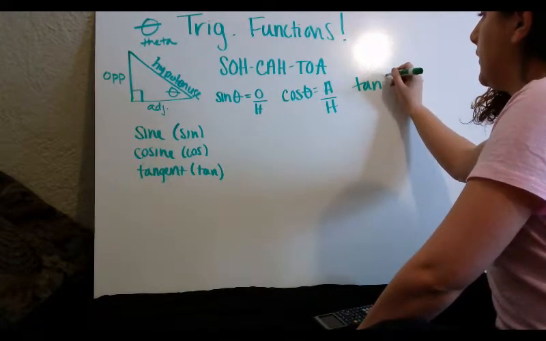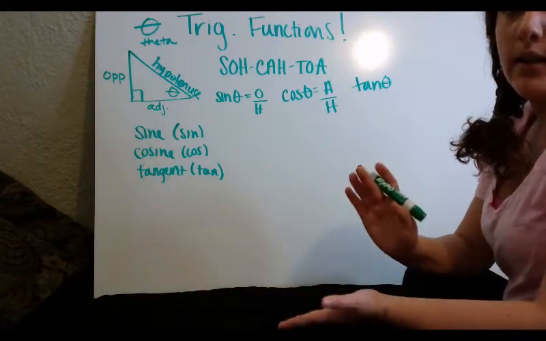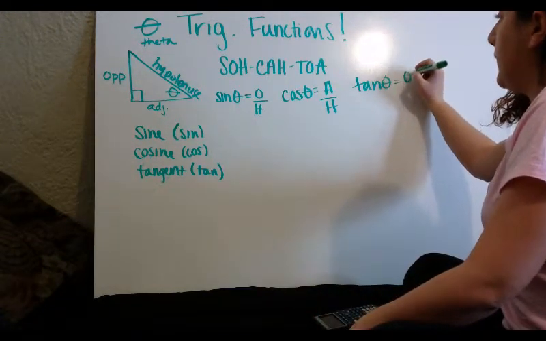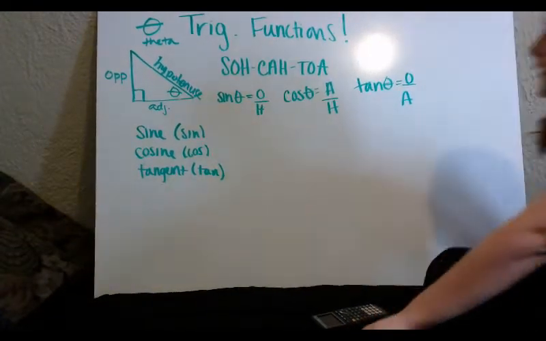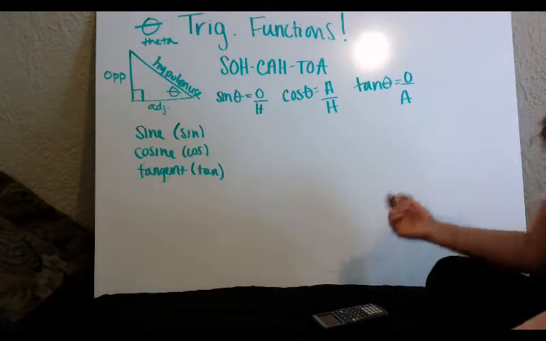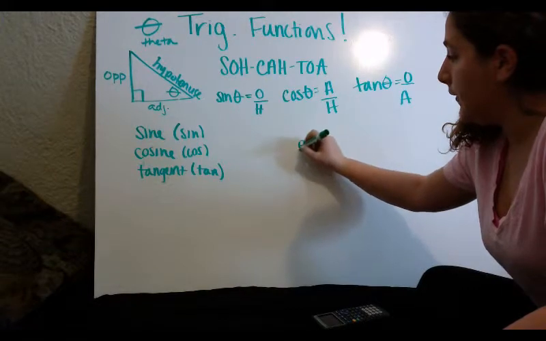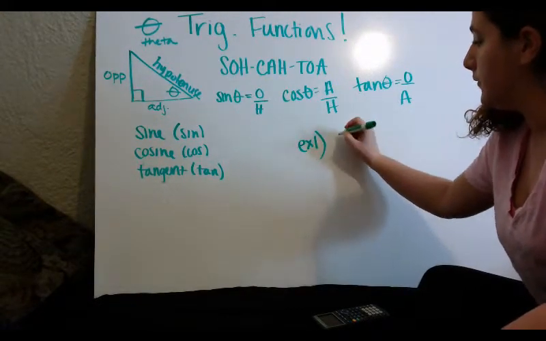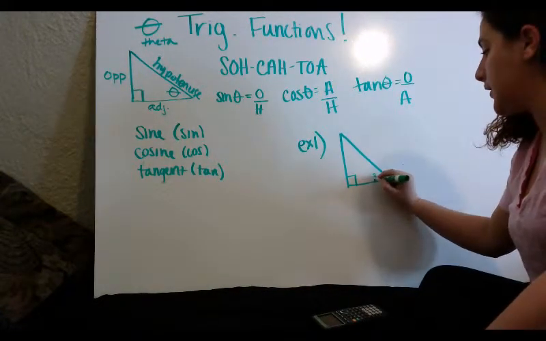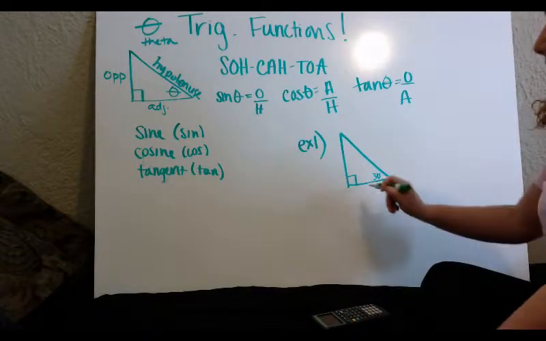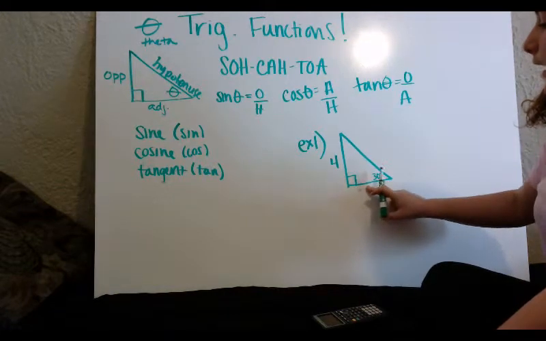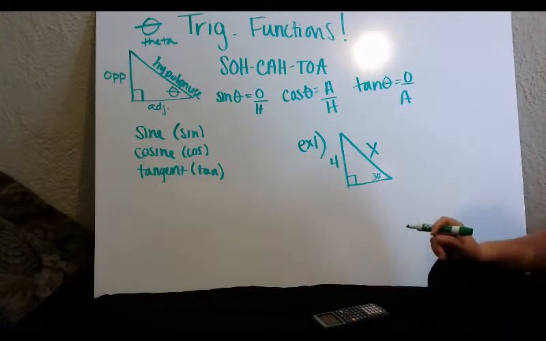Tangent is going to equal tangent of theta. It always has to be sine of an angle, cosine of an angle, tangent of an angle. It's going to be equal to opposite over adjacent. So now that we know what these 3 kind of look like, let's actually see what an example of this would look like. So let's say that I gave you a right triangle, and I told you this angle was 30 degrees, and that this side over here was 4, and I asked you to find the hypotenuse.